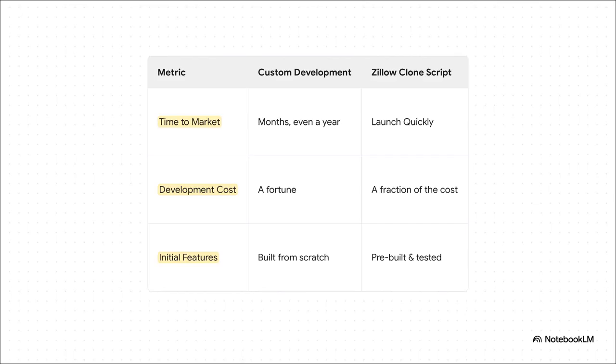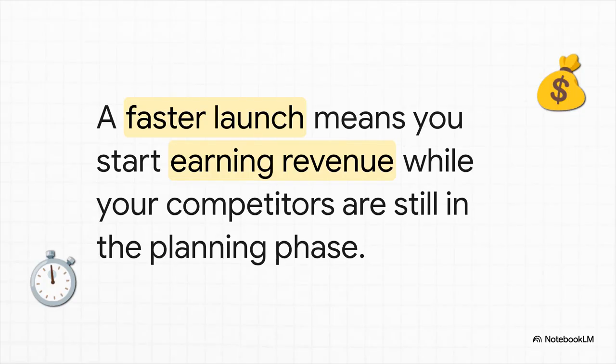Just look at this table. The difference is pretty stark. On one side, you've got custom development. Time to market? We're talking months, maybe a year. Cost? A fortune, literally. And features? You have to build every single one from scratch. Now look at the Zillow Clone Script column. Launch quickly, a fraction of the cost. And the best part, the features are pre-built and already tested. There's no guesswork.